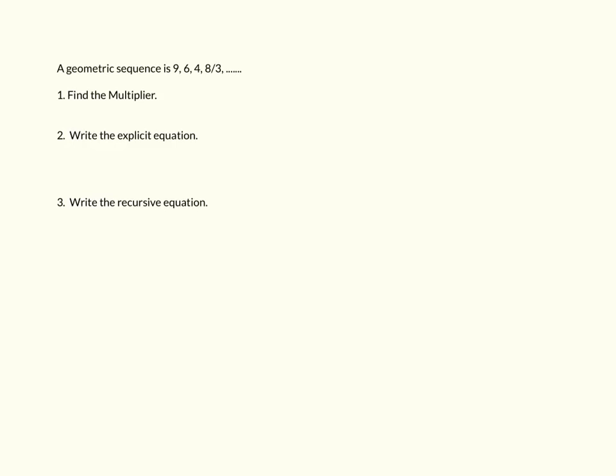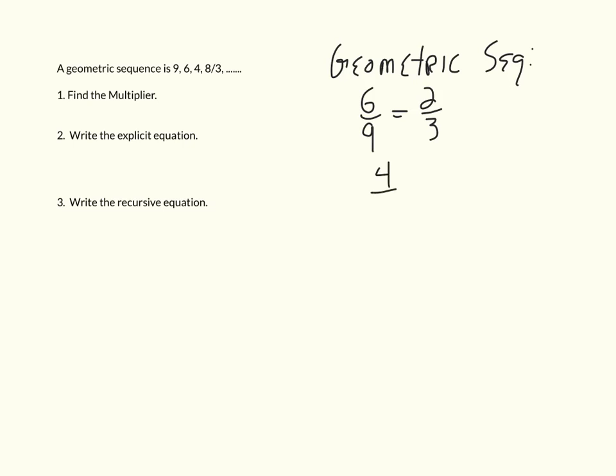In this video, you can find the explicit and recursive equation for a geometric sequence. Now we know that we have a geometric sequence because if I take the second term divided by the first term, I get 2/3. And if I take the third term divided by the second term, I get 2/3.